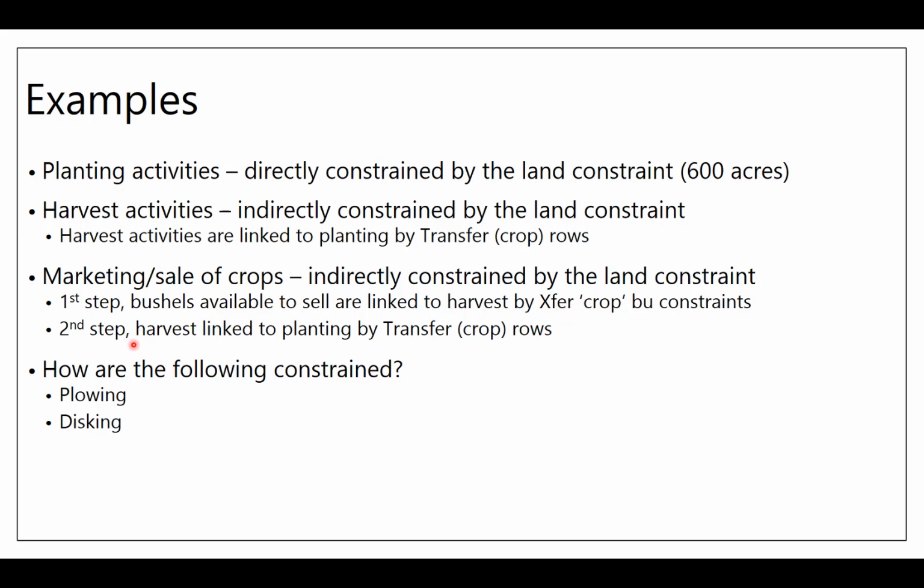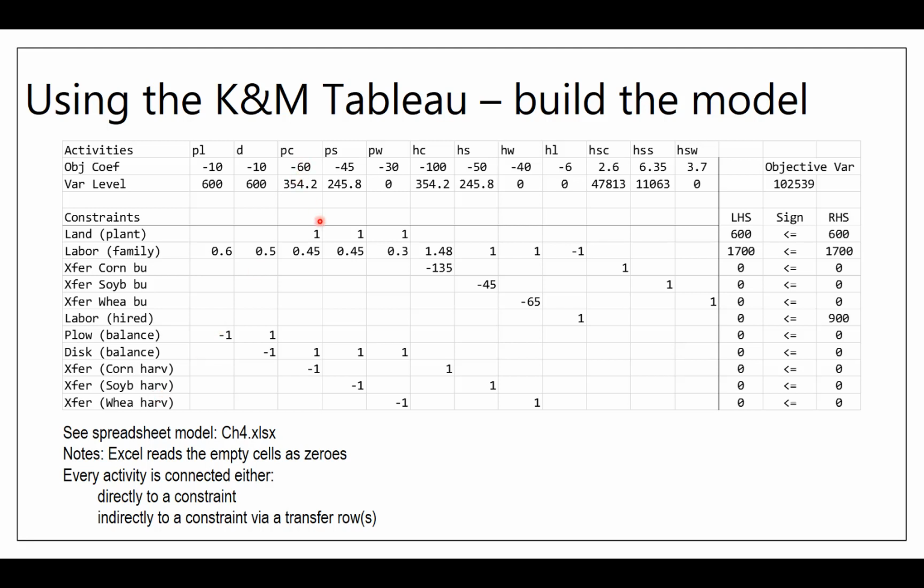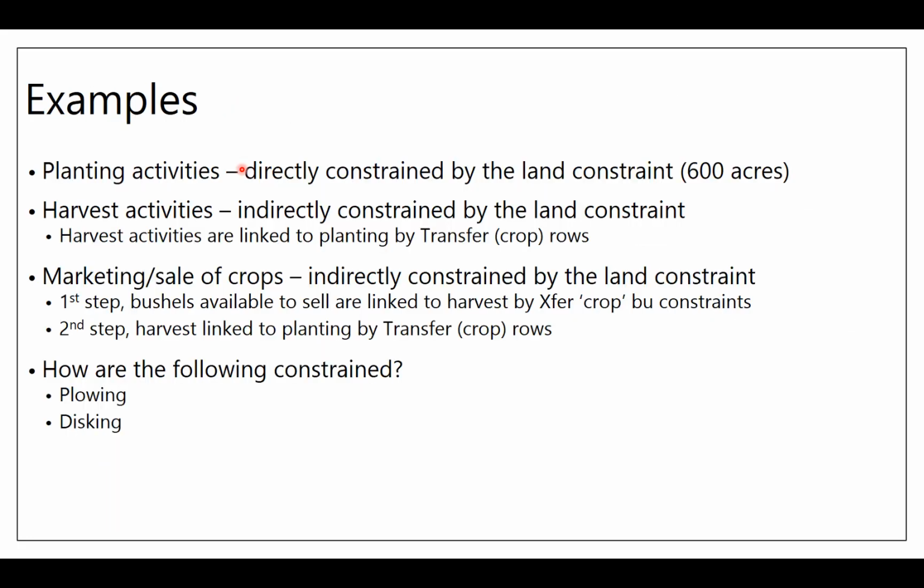And then the second step would be to then repeat this right here. The harvest is linked back to the planting, and the planting is directly constrained. So you can make the case that everything here is constrained by either the acreage or the labor, or both. And so how could you keep going and say on the other side of the model, if planting activities are directly constrained, then plowing and disking must also be indirectly constrained. And question 1 of your assignment asks you to sort of explain that.